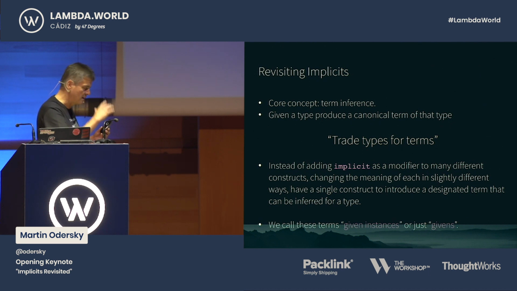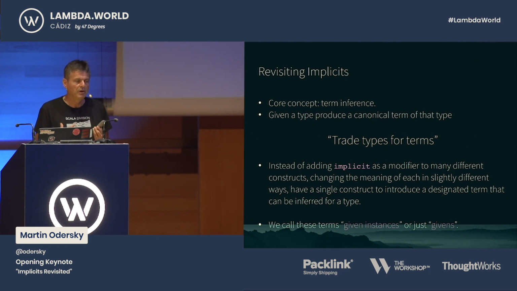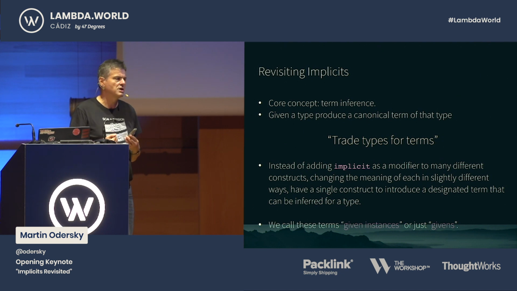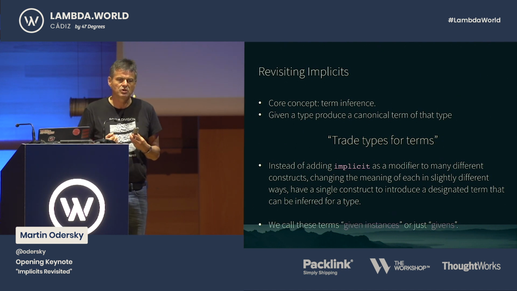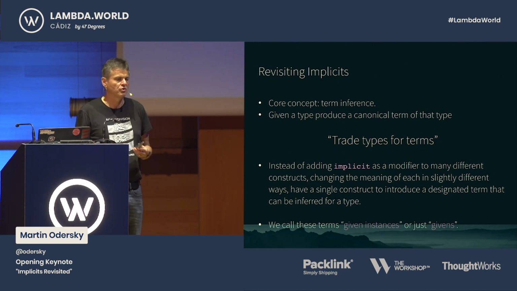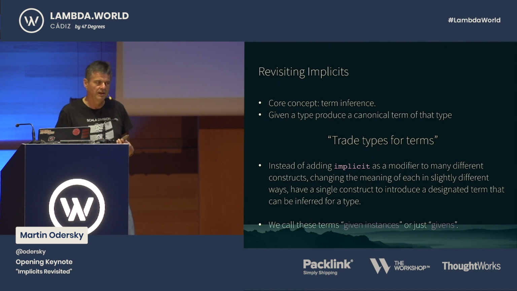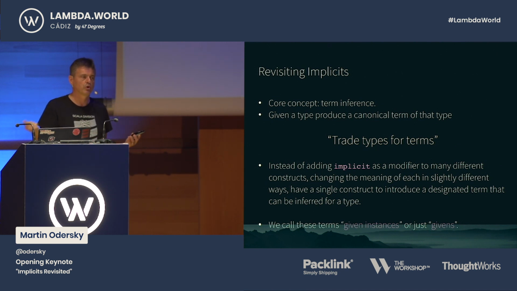So let's take a big step back and revisit implicits. What is it that we really want to do with them? The core concept really is we want to infer terms. We want to infer values, not just types. We are all used to type inference, but implicits infer the term for a given type. So the motto is types for terms.